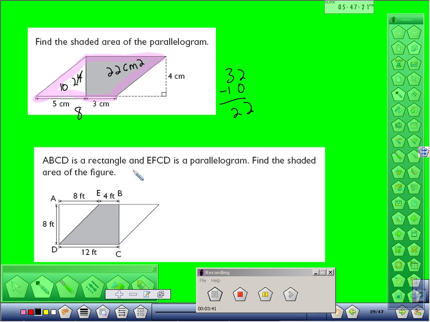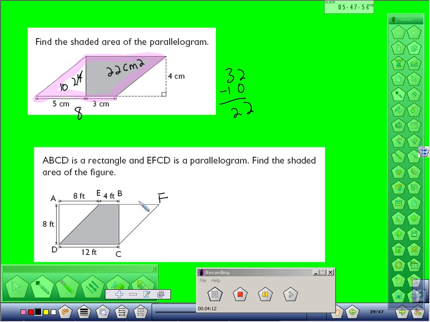Alright, now they're going to give us a whole bunch of letters, but we're not going to let that confuse us. ABCD is a rectangle. Got it. EFCD, and there's no F. Way to go, Singapore. EFCD is a parallelogram. This would be F, actually. This parallelogram is right there. Find the shaded area of the figure.